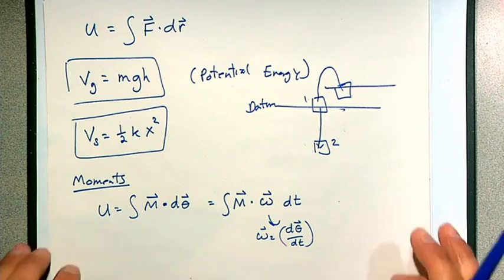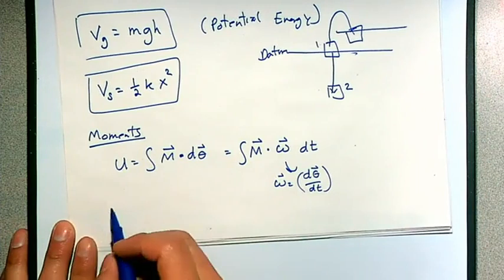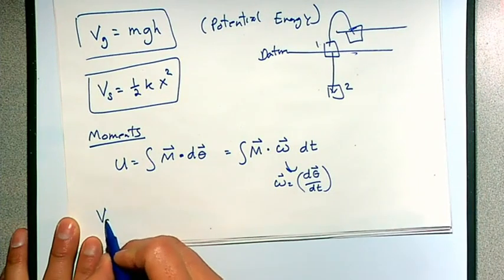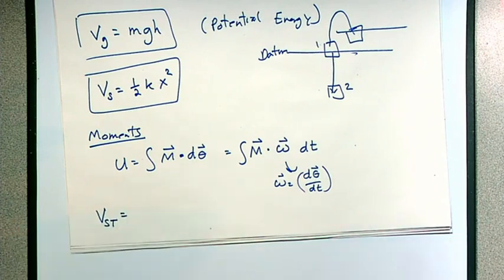Torsional springs, I forgot you were in there. Last thing, torsional springs. Velocity of a spring from torsion, or velocity. Potential energy of a spring from torsion.